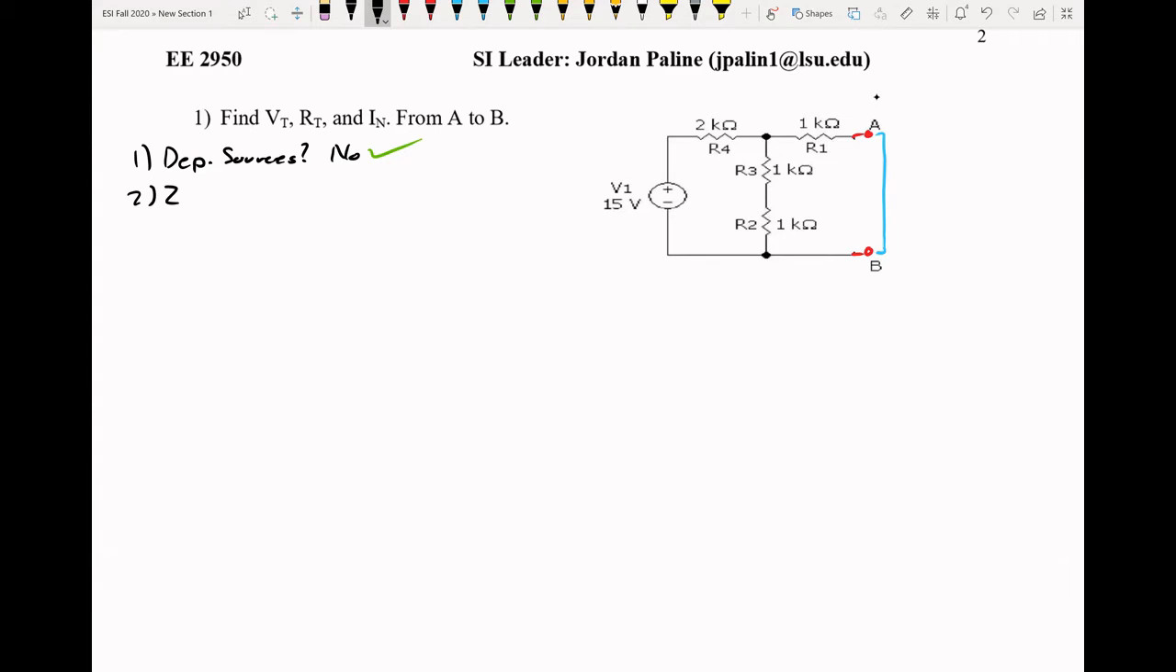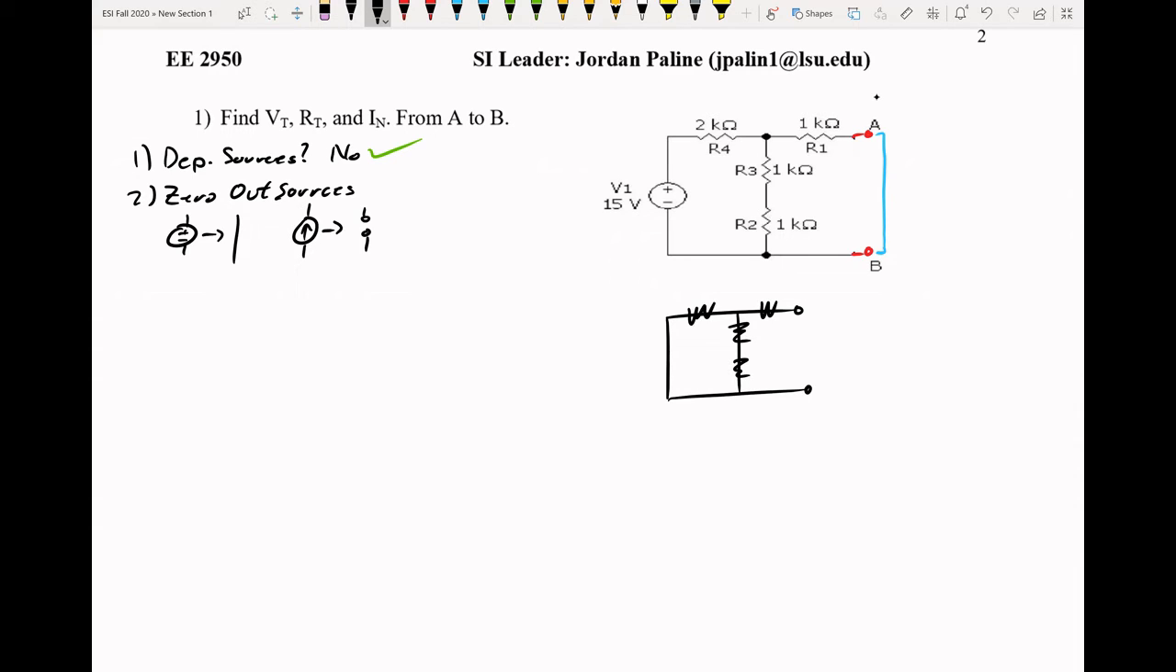Step 2, we'll zero out sources. So we'll take all batteries, we'll turn them into just plain old wires. We'll take all current sources, turn them into clipped out bits. Okay, so if we do that over here, where this will be 2, 1, 1, and then 1.